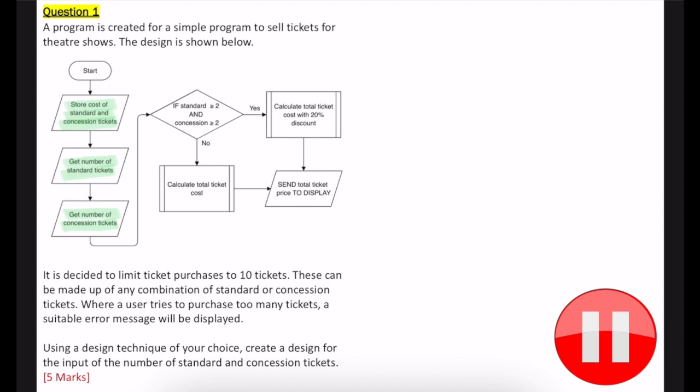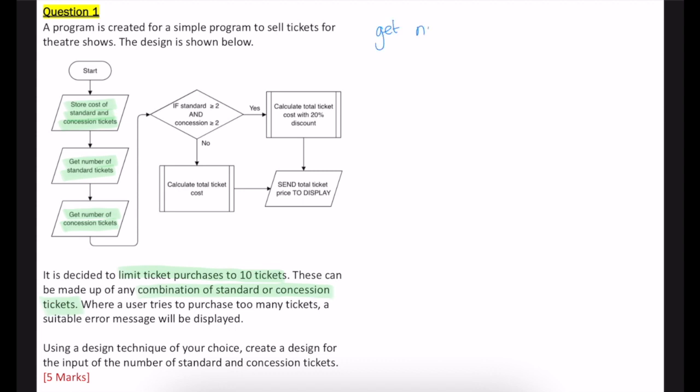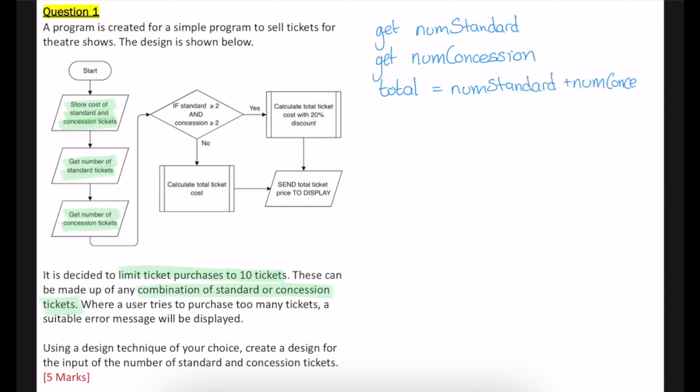Now the key information in this question is that we're limiting the tickets purchased to 10. However, these tickets can be made up of a combination of standard or concession tickets. So in order to validate this, we need to know the total number of tickets. So our first step will be to get the number of standard tickets. We then get the number of concession tickets. Next, our program will work out the total, which is the number of standard tickets plus the number of concession.